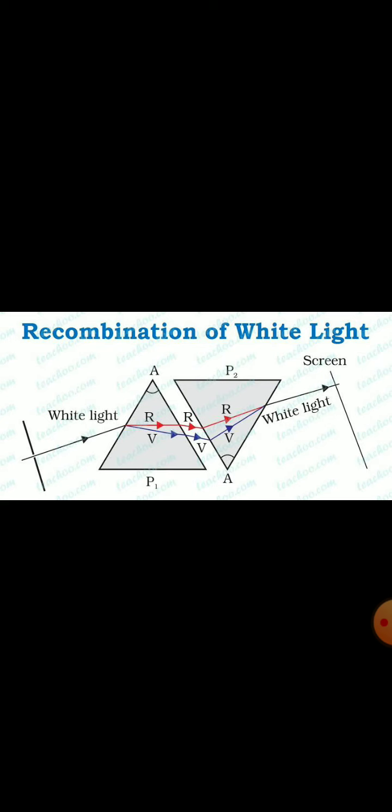So this is all about dispersion of white light by a glass prism and recombination of white light, which we learned just now, that it was done by using two prisms. Then again he got white light, that is recombination of white light.